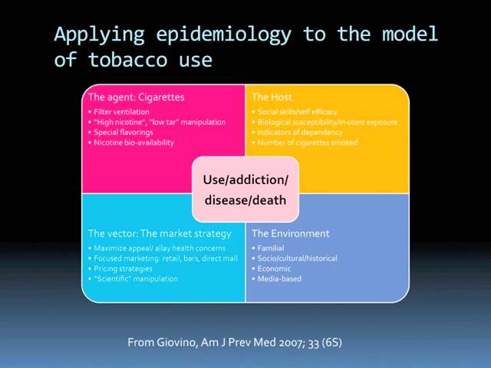You can look at the vector, the market strategy, and certainly these are areas where we can prevent transmission by reducing the appeal and getting the marketing removed. There are no more cigarette ads on TV and radio. And you can also see how the tobacco companies are trying to get around these with direct mailing and retail, the environment, and the host finally. Lots of things. But this is a very instructive model to help us look at the problem and then come up with strategies to stop smoking.